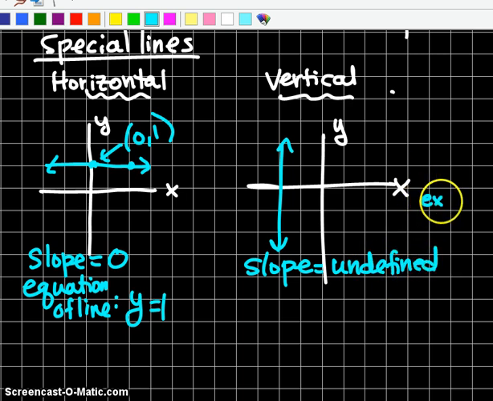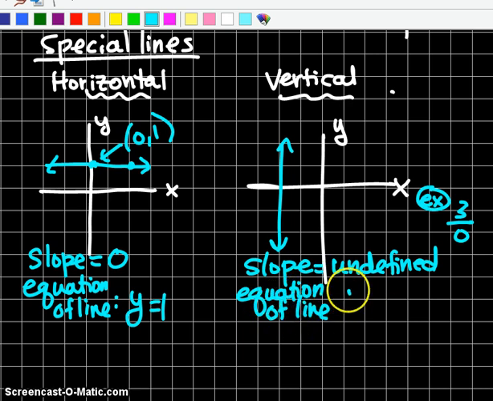And let me just give you an example. Let's say I had 3 divided by 0. That's undefined. You can't have 0 on bottom. So if you're trying to find slope and that happens, that's when you know it's undefined. The equation of this line is always going to be x equals some number, and you always do the number it passes through. So this one passes through -2, so it's going to be x equals -2.